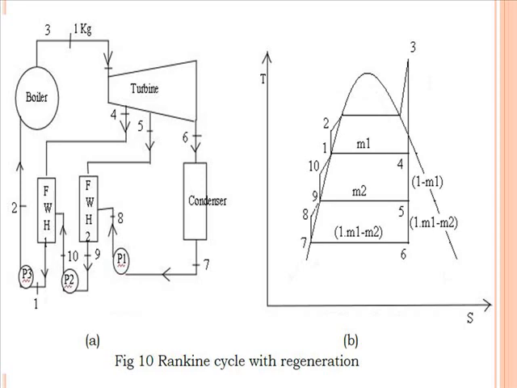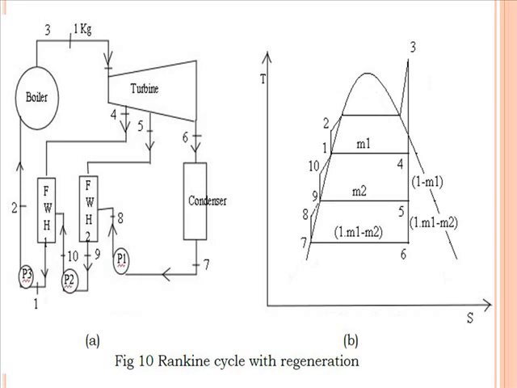Then it enters into the condenser for condensation, and the condensate is available at stage 7, and from stage 7 to 8 is the pumping. 8 to 9 is entering into the feed water heater. 9 to 10 is the pumping. Then at 10, the condensate again enters the feed water heater, its temperature rises, and it comes out at state 1. Again from state 1 it is pumped into the boiler.